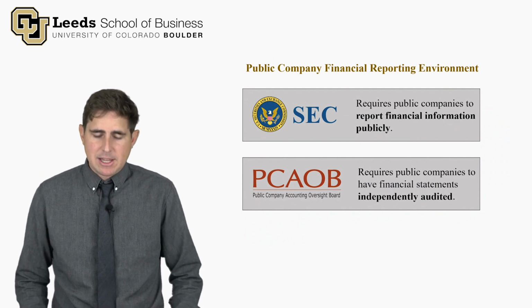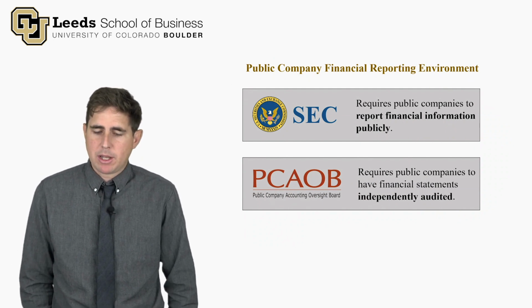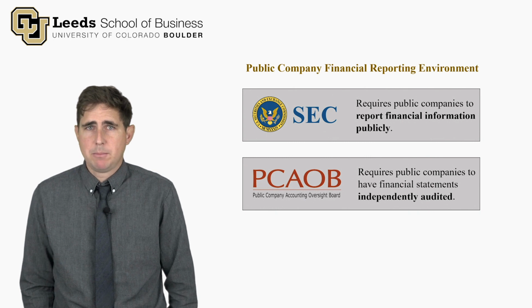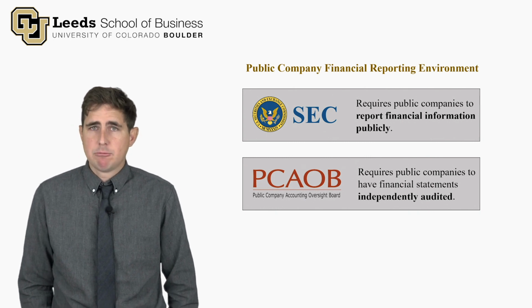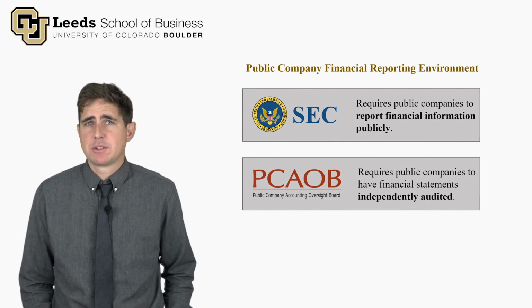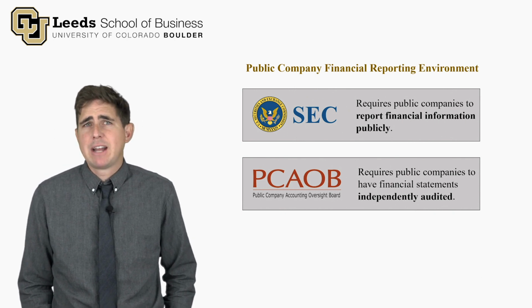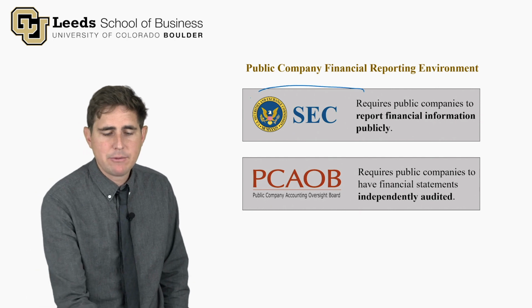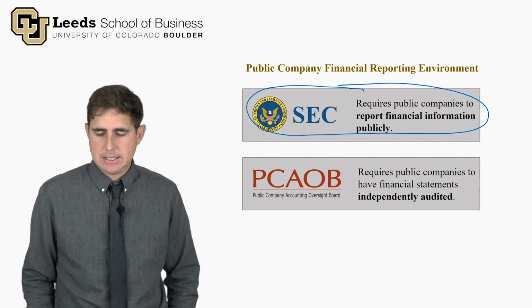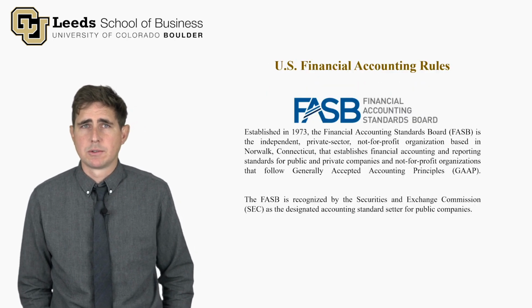So this is a slide laying it out. The SEC requires public companies to report financial information publicly, and the PCAOB requires public companies to have financial statements independently audited by a third party. And the final thing we'll talk about is the types of information that the SEC requires companies to disclose.